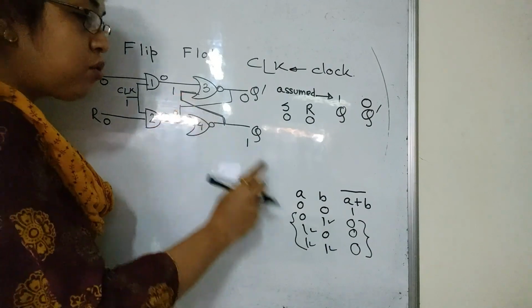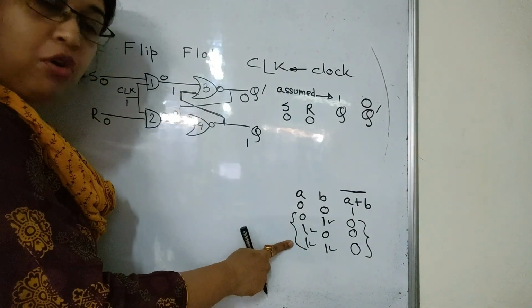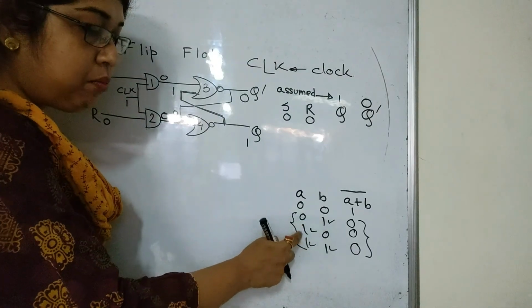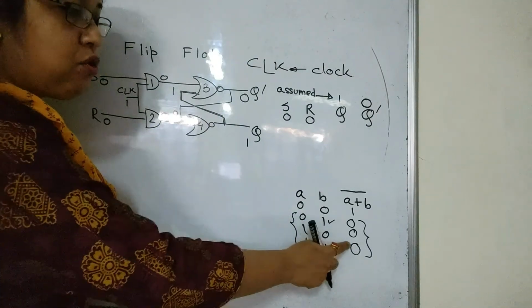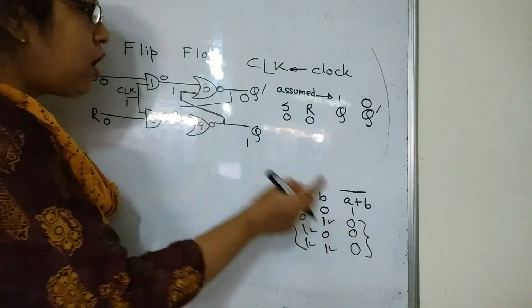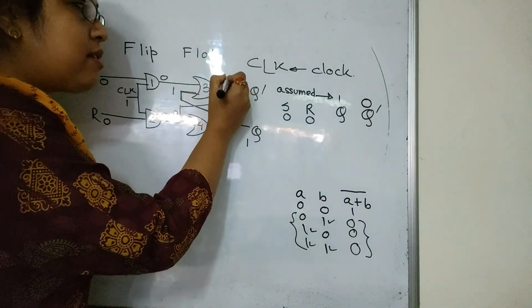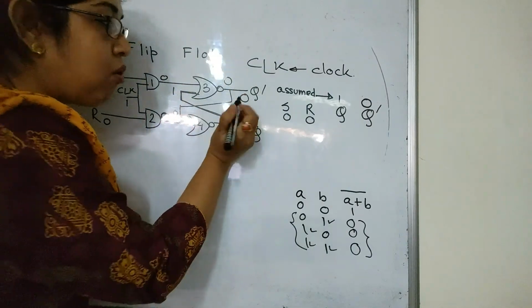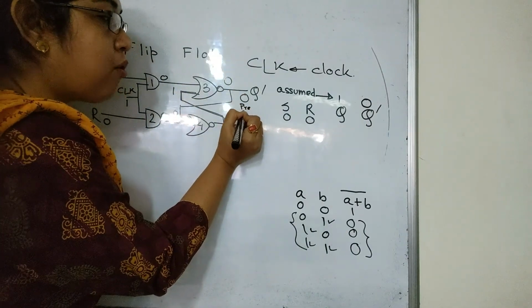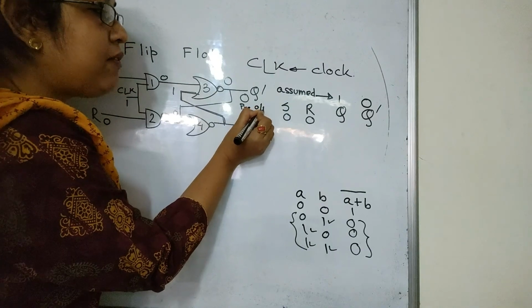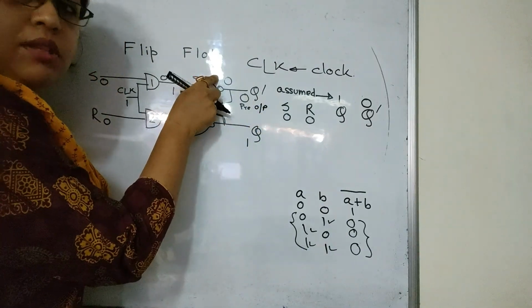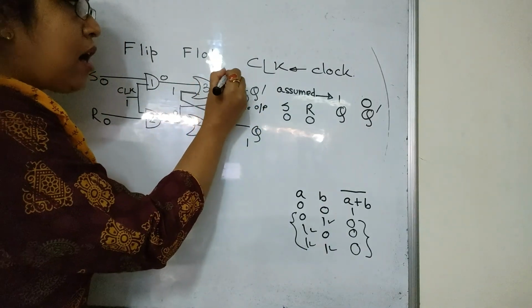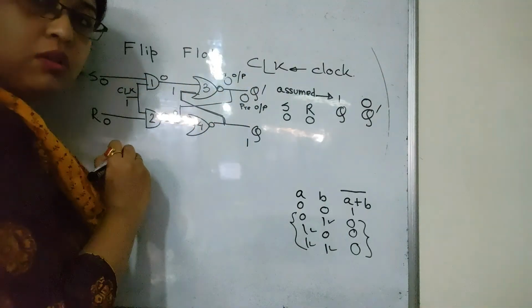So what would be the output? According to the truth table of NOR gate, whenever one of the inputs is high, the output is always low. So we are going to get a 0 as our output. So you see, this 0 was our previous output. And this 0 is the current output that we just got.